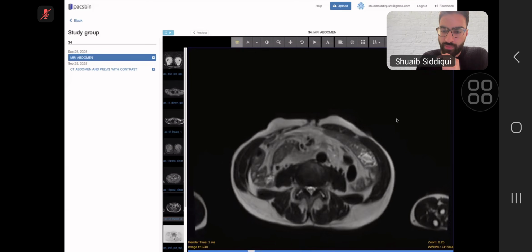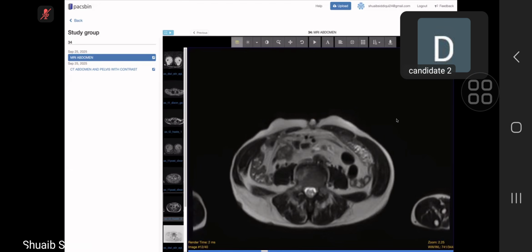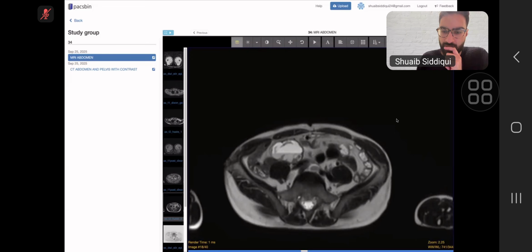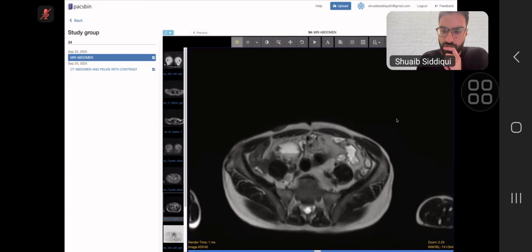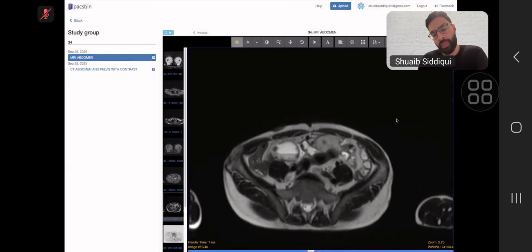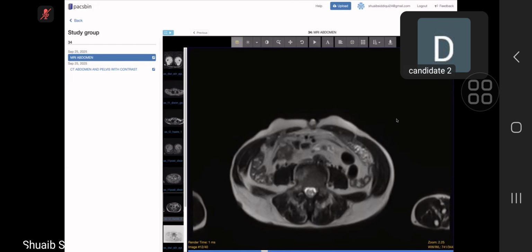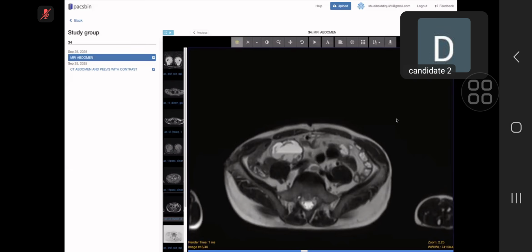Can I look also, maybe there is also an abnormality in the uterus? Don't worry about the uterus. So what do you think this is? This is the same as the CT, but it was in the left side in the CT, and here it appeared to be in the right side.